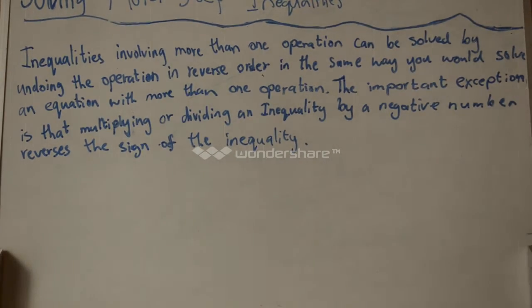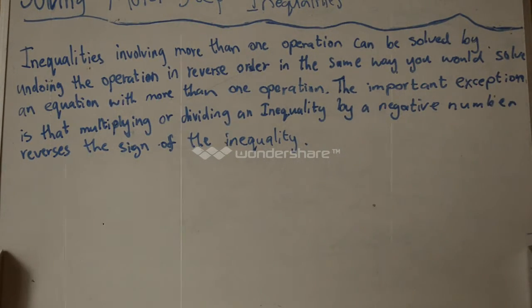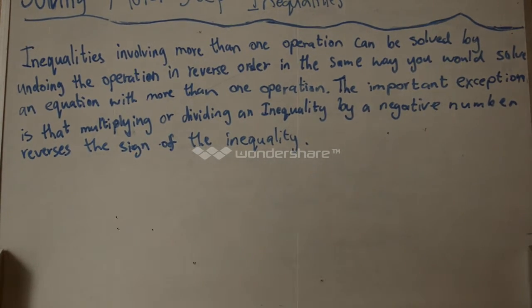So now solving multi-step inequalities. Inequalities involving more than one operation can be solved by undoing the operations in reverse order, in the same way you would solve an equation with more than one operation. The important exception is that multiplying or dividing an inequality by a negative number reverses the sign of the inequality. So now let's solve some examples.